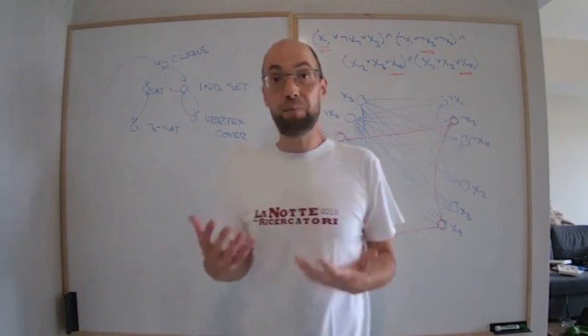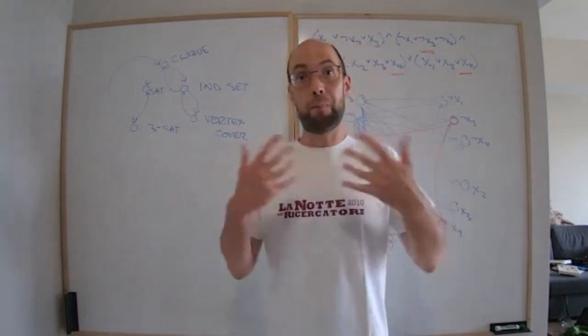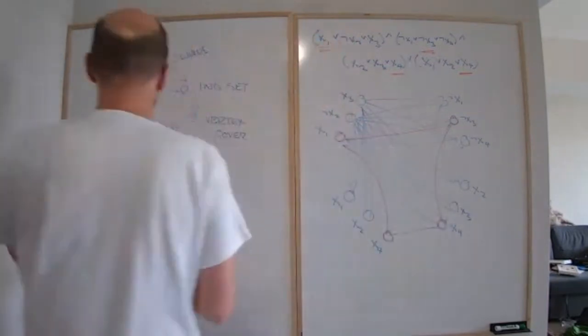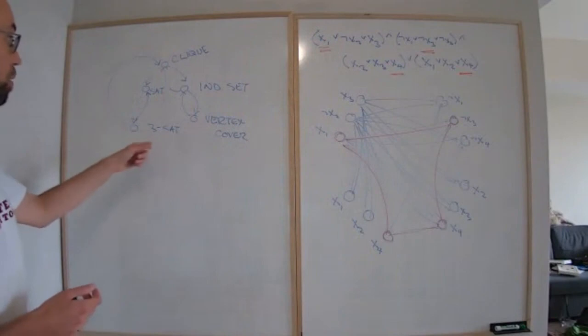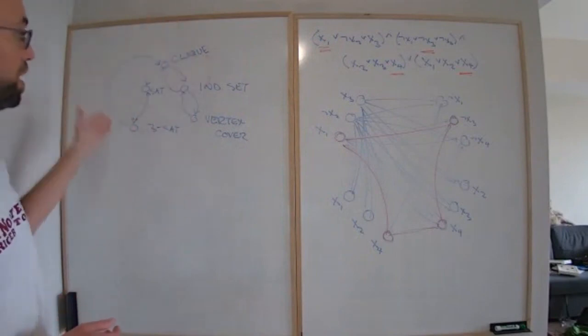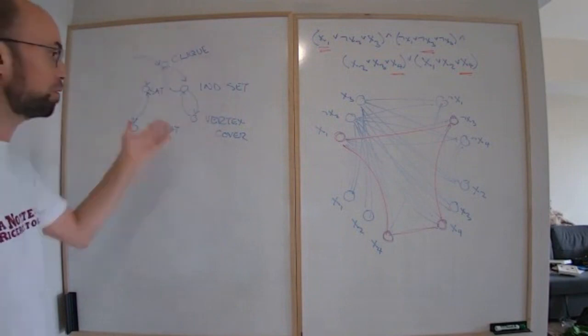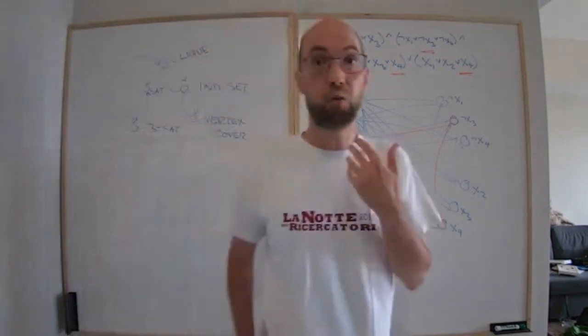So now, if somebody gives me a magic box that solves clique in polynomial time, I can solve SAT and 3-SAT in polynomial time. In fact, if somebody gives me a magic box to solve any of these in polynomial time, I get all of the others in polynomial time for free.